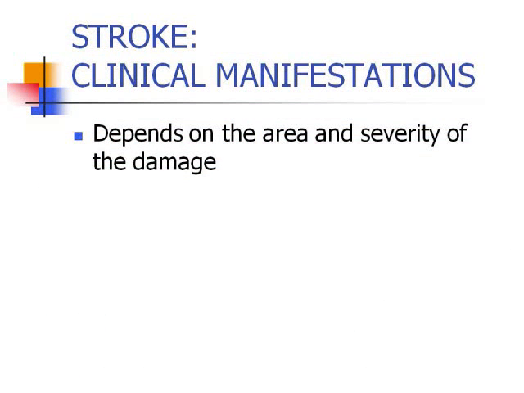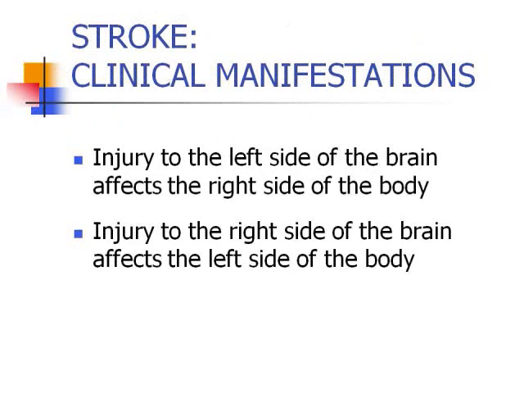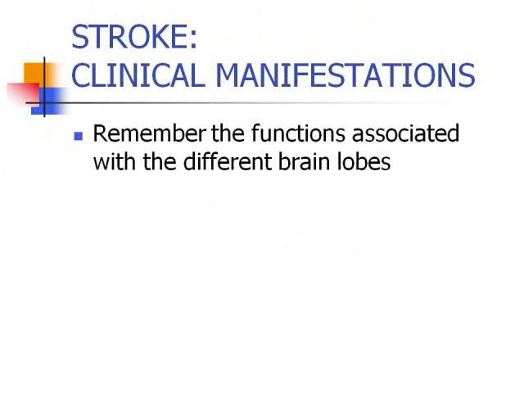The manifestations of a stroke vary, and it depends on how bad the stroke is and what area of the brain is affected. First thing to remember is injury to the left side of the brain affects the right side of the body, and injuries on the right side of the brain affect the left side of the body.